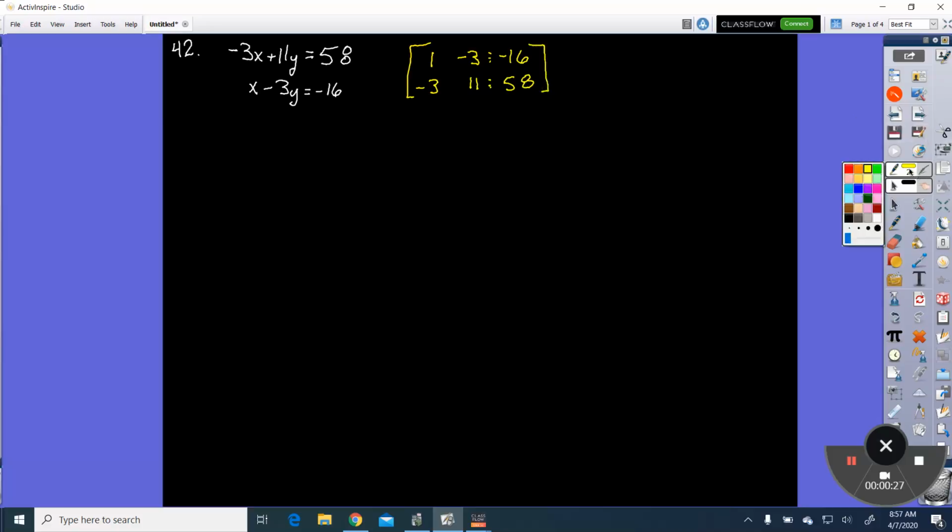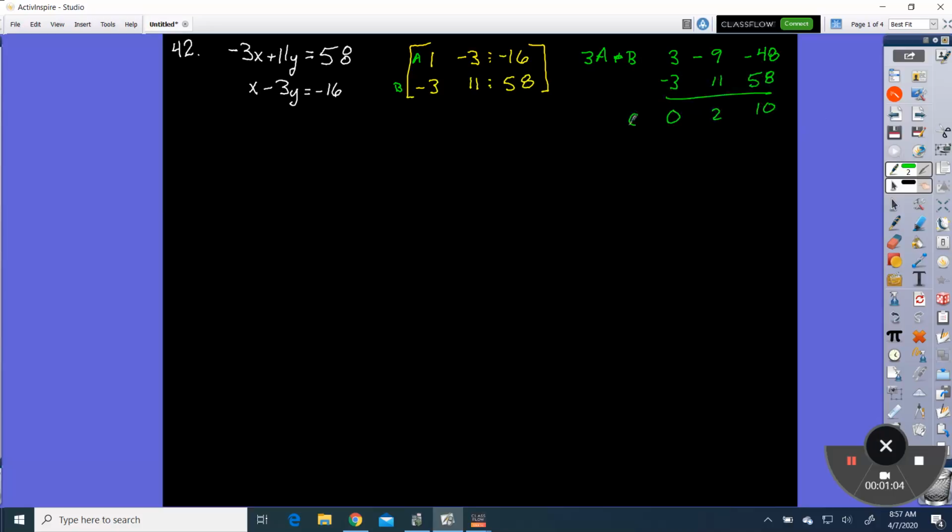Okay, I want to get rid of this 3 right here. So I'm going to multiply 3 times this whole row. So if I call this A, row 1, I'm going to go 3 times A. Then I'm going to add that to row B. So if I call this B, I'm going to go 3 times A plus B. Okay, so 3 times A is 3, -9, -48. And then this bottom one is still -3, 11, 58. So when I add those together, I get 0, 2, 10.